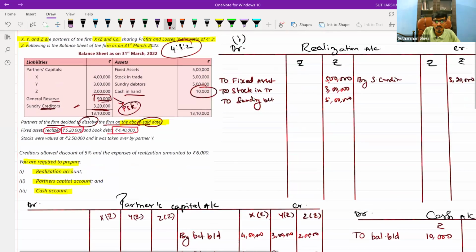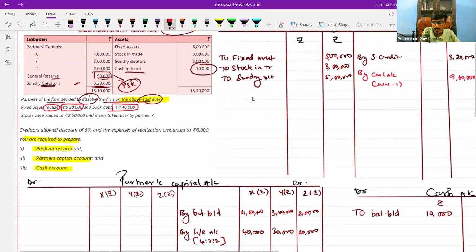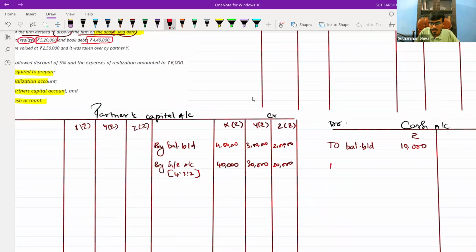What we will do is write down by cash account, in brackets working note number 1, and write down the value 9,60,000. It is done now. Immediately go to the cash account and write down to realization account. If you want, you can go to working note 1 and check the value: 9,60,000.